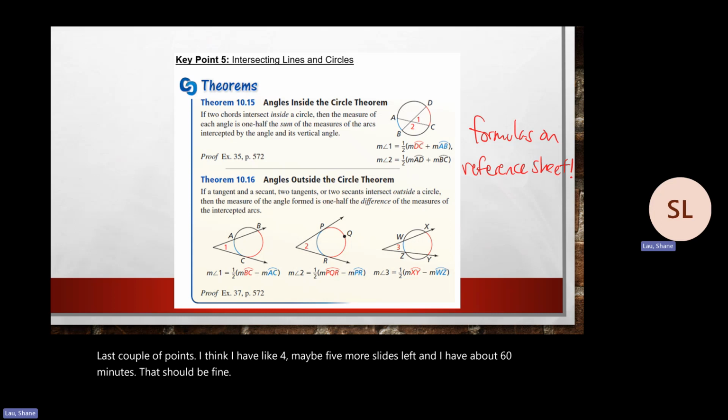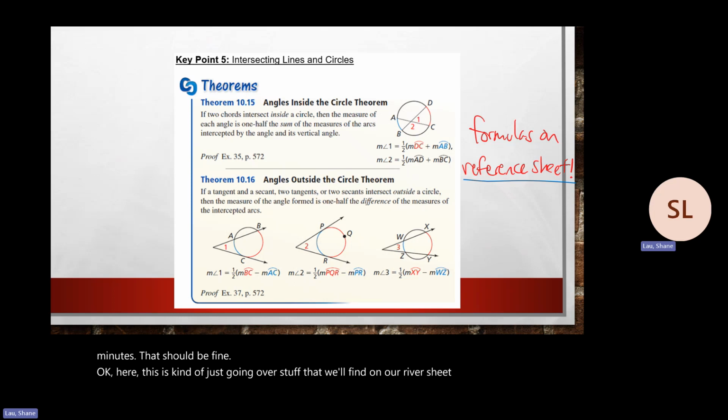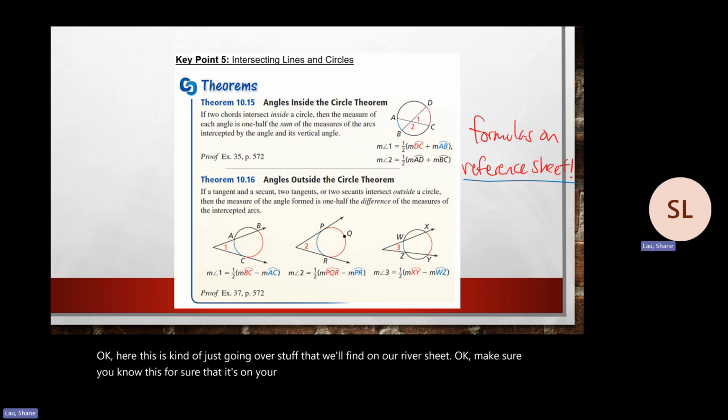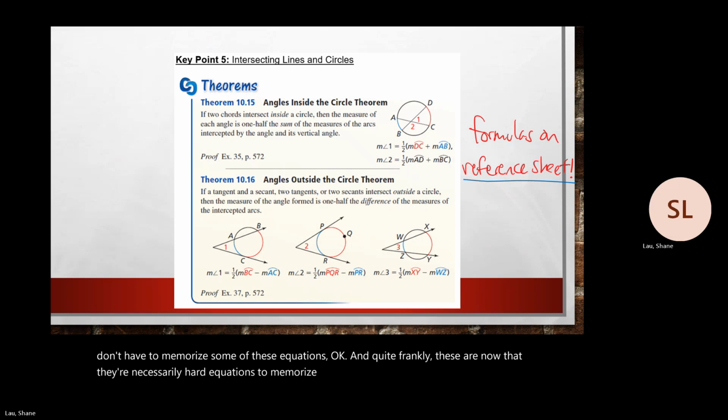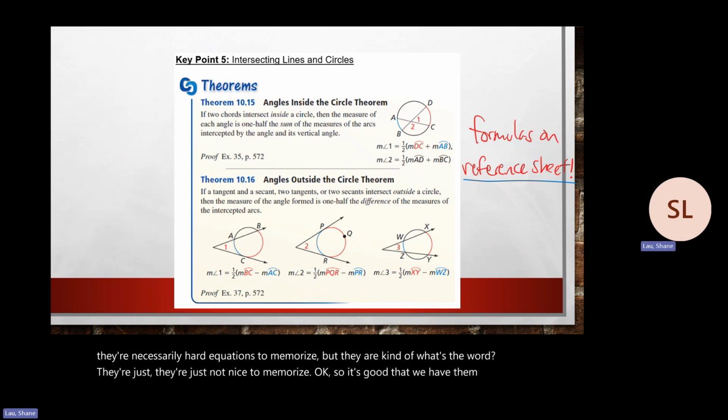Okay. Here, this is kind of just going over stuff that we'll find on our reference sheet. Make sure that you know for sure that it's on your reference sheet. It's right under the right triangles. It says circles. You can't miss it. Because you don't have to memorize this. That's the good thing about having this reference sheet, is that you don't have to memorize some of these equations. They're not necessarily hard equations to memorize, but they're just not nice to memorize. So it's good that we have them available to us already.